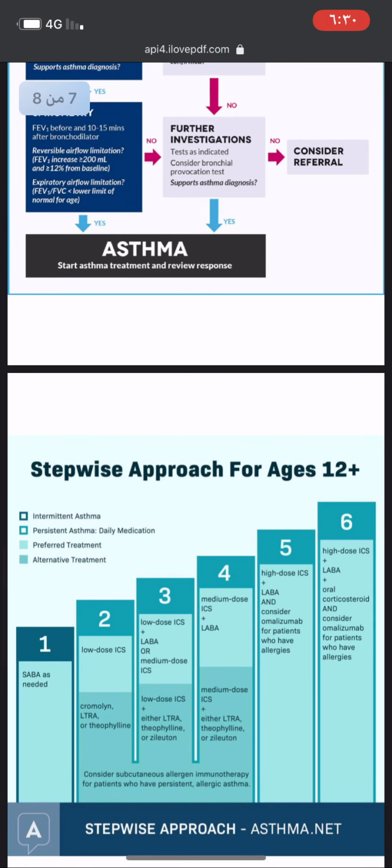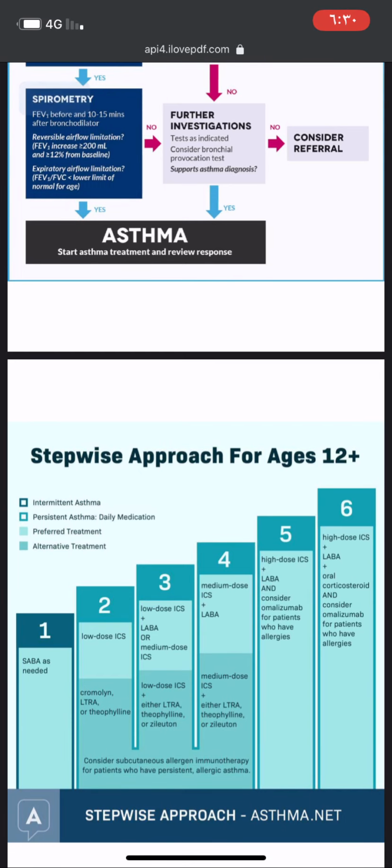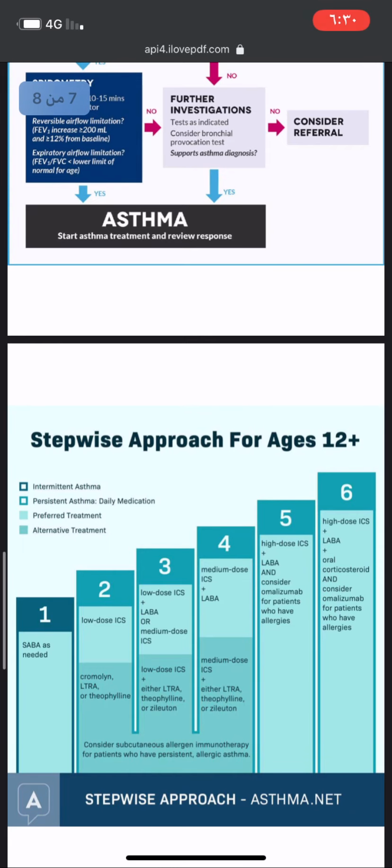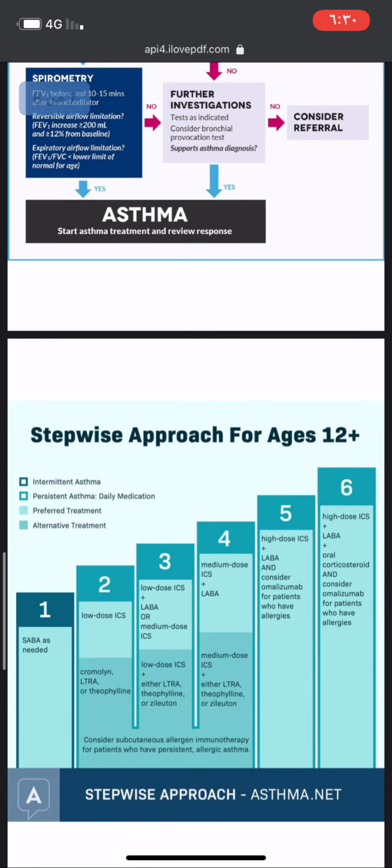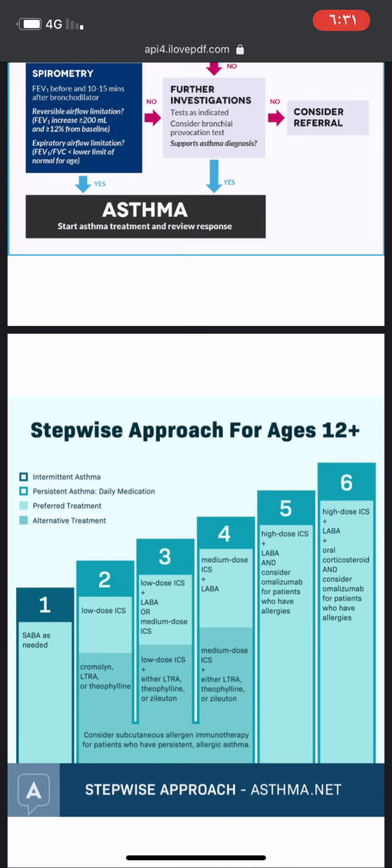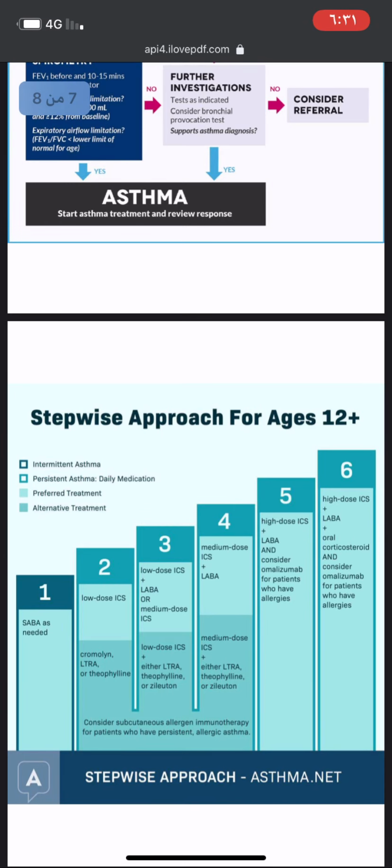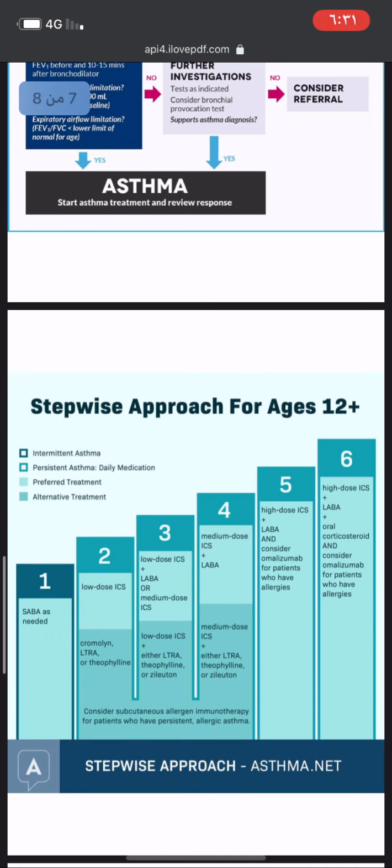As you see, there are 4 parts or types. First of all, intermittent asthma, which is mild. This we can treat with short-acting beta agonist as needed, of course. If it is persistent asthma, with daily medication, you need a low dose of inhaled corticosteroid, theophylline, cromolyn, and maybe consider subcutaneous allergen immunotherapy for patients who have persistent allergic asthma.